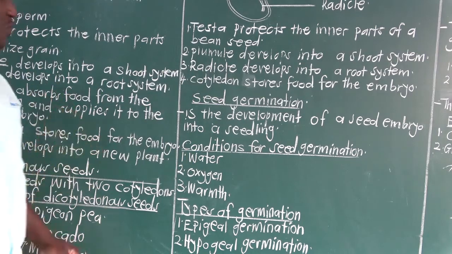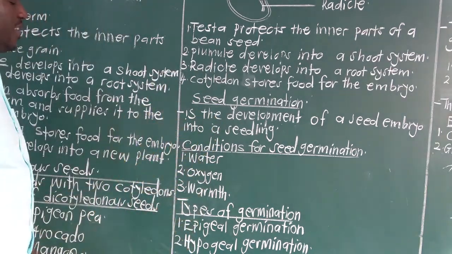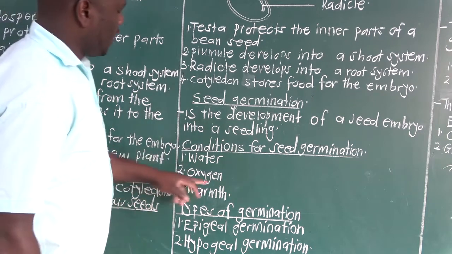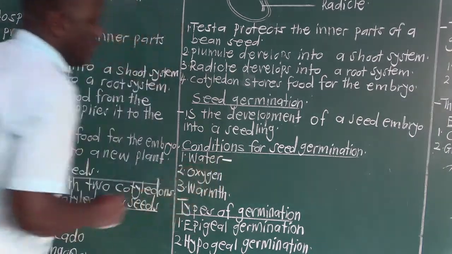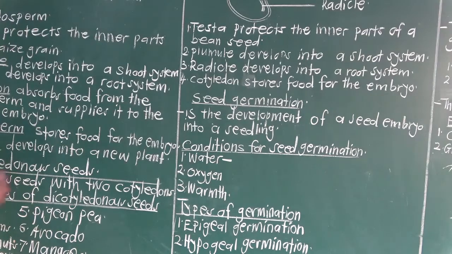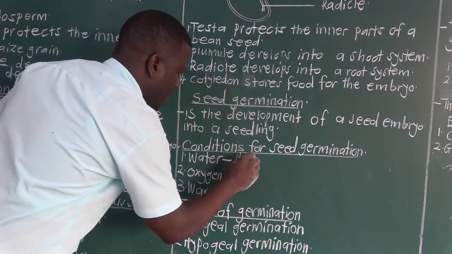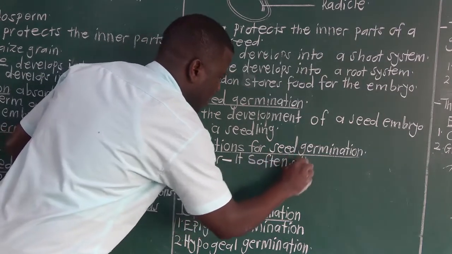Then we have conditions for seed germination. We have water, oxygen, and warmth. These are the three conditions for seed germination. For a seed to germinate, it needs water, it also needs oxygen, and lastly, warmth. How is water important during seed germination? Water softens the tester.